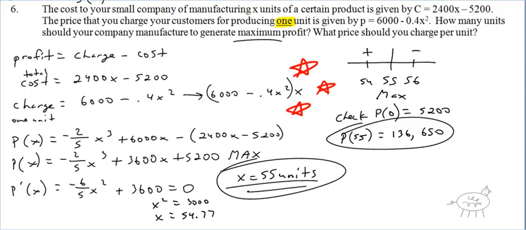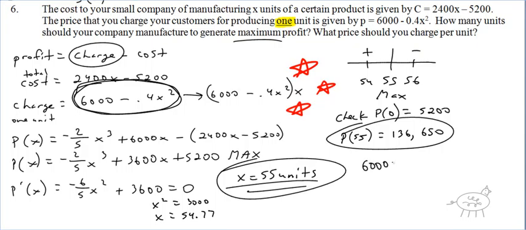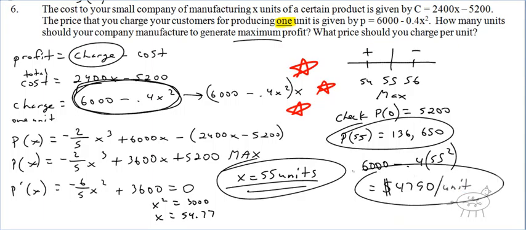And then it says what price should you charge per unit. So again, be careful of what they're asking. What price should you charge per unit? Here's the charge, right? And the total charge per unit. So we're plugging it back into this guy right here. 6,000 minus 0.4 times 55 squared. And so we get an answer of $4,790 per unit. Again, don't forget your units. I have units twice, the word unit and the dollar sign. Okay, and that's my answer.